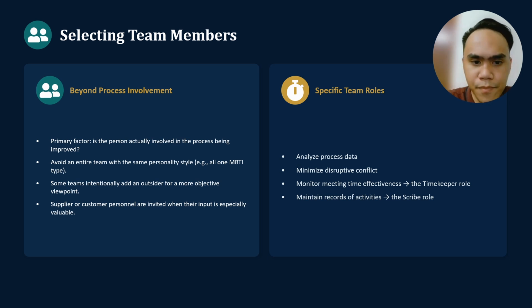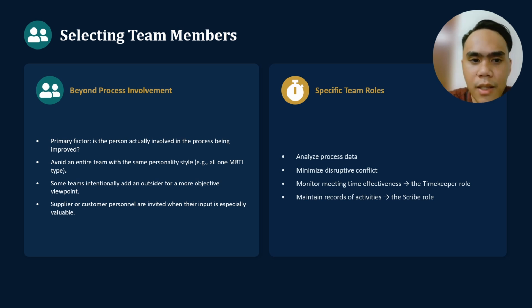Okay. So this slide is selecting team members. It is also vital. It draws a direct comparison to selecting players for, let's say, a sports team, because it's the same underlying challenge: matching people to roles that require specific skills and mindset. The primary determinant of who participates is straightforward. Is this person actually involved in the process to be improved? That's the baseline filter.